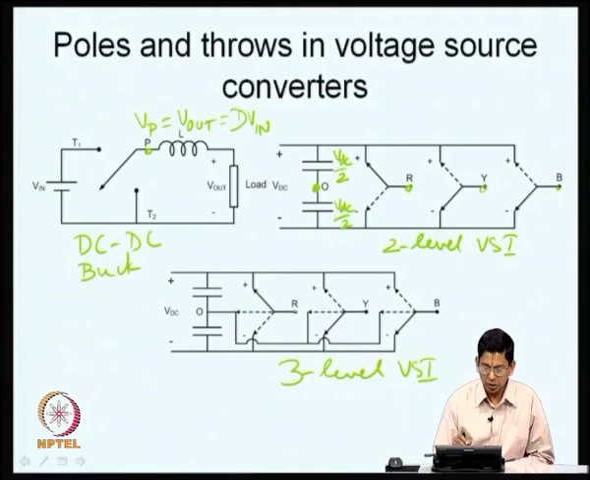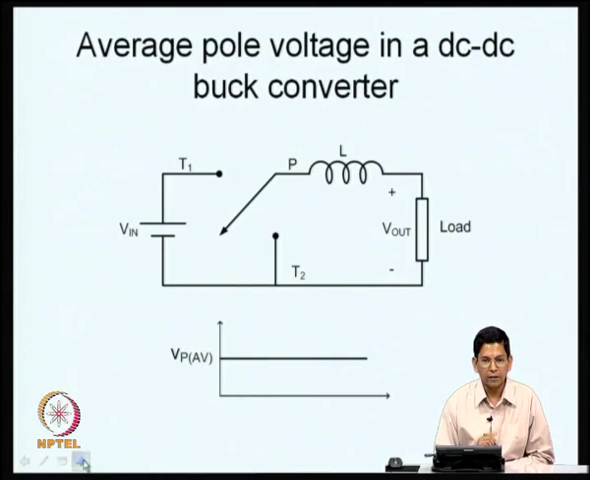Once again, what you do is, the potential at R with respect to O can be either plus VDC by 2, minus VDC by 2, or 0. So you can realize any potential that is anywhere between plus VDC by 2 and minus VDC by 2 in an average sense. So, that is what you can do now. Let us look at more of this in the following slide.